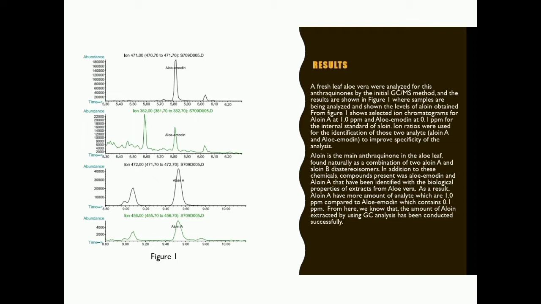In addition to these chemicals, compounds present were aloe-emodin and aloin A, which have been identified with the biological properties of extracts from aloe vera. As a result, aloin A has more of the analyte, which is 1.0 ppm, compared to aloe-emodin, which contains 0.1 ppm. From here, we know that the extraction of aloin analyzed by gas chromatography has been conducted successfully.